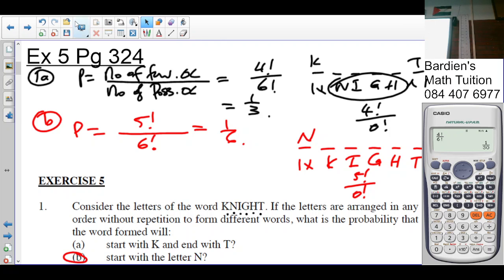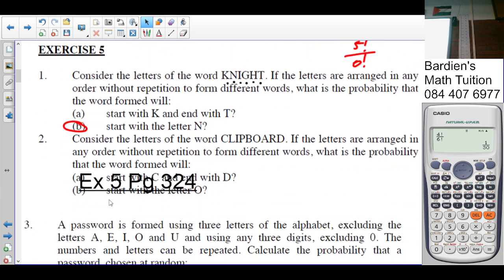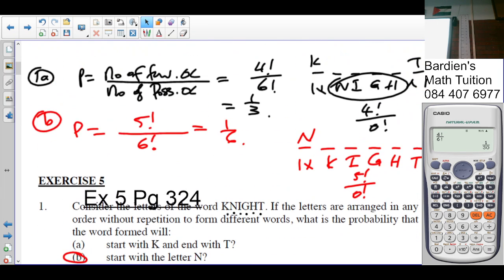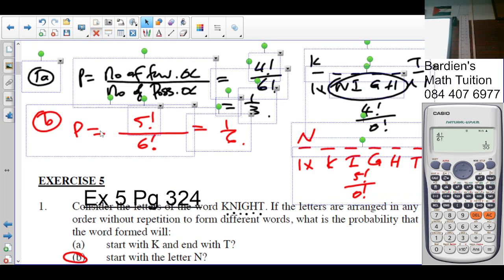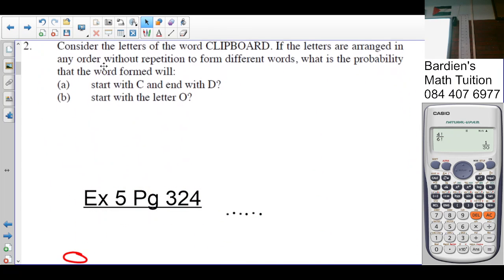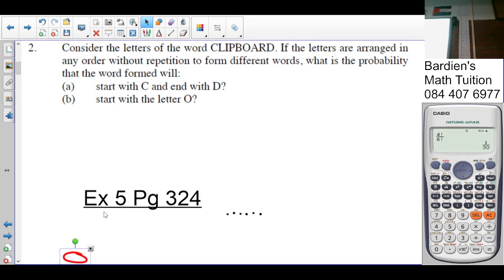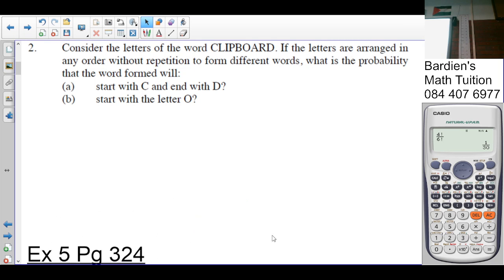Let's look at number 2. Oops, I need space. Number 2. We are told in number 2, consider the letters from the word CLIPBOARD. The letters are arranged in any order without repetition. Letters may not be repeated to form different words. What's the probability that the word formed will, in the first case, start with the letter C and end with the letter D?